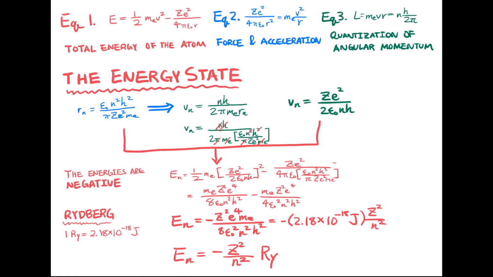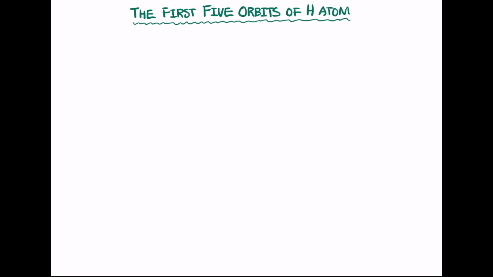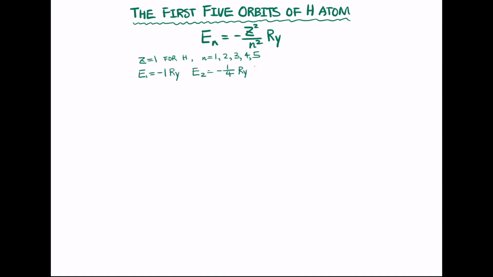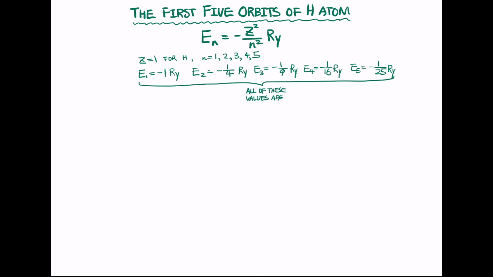Let's examine the first 5 energy levels of orbits in the hydrogen atom using this equation. Since z is equal to 1 for hydrogen, and n will equal 1, 2, 3, 4, and 5, we see that the possible energy levels are simply E sub 1 is equal to minus 1 Rydberg, minus 1/4 Rydberg, minus 1/9 Rydberg, minus 1/16 Rydberg, and minus 1/25 Rydberg. It's important to note that these energies all have negative values, so with increasing n, the energy increases.